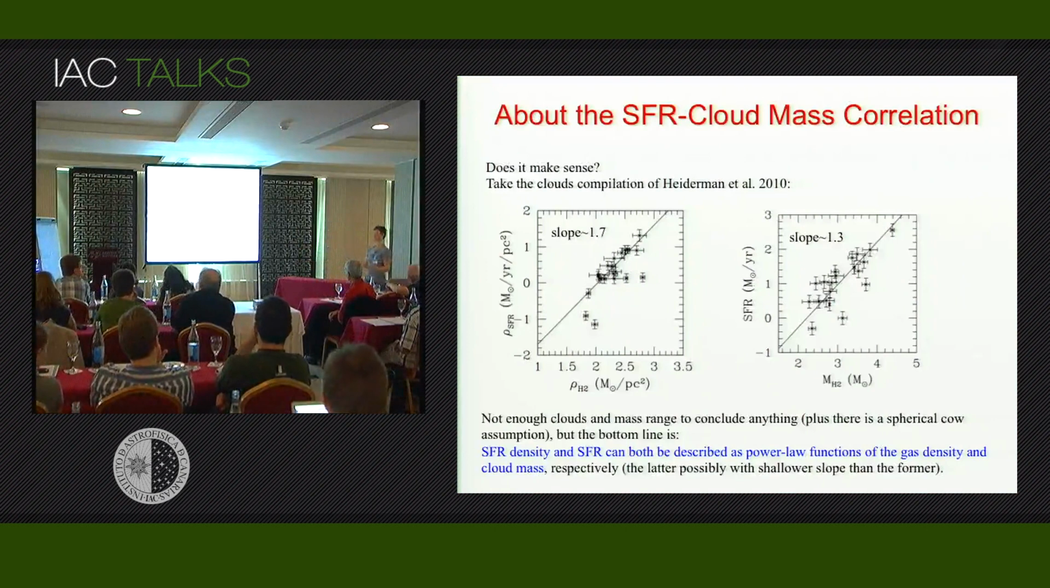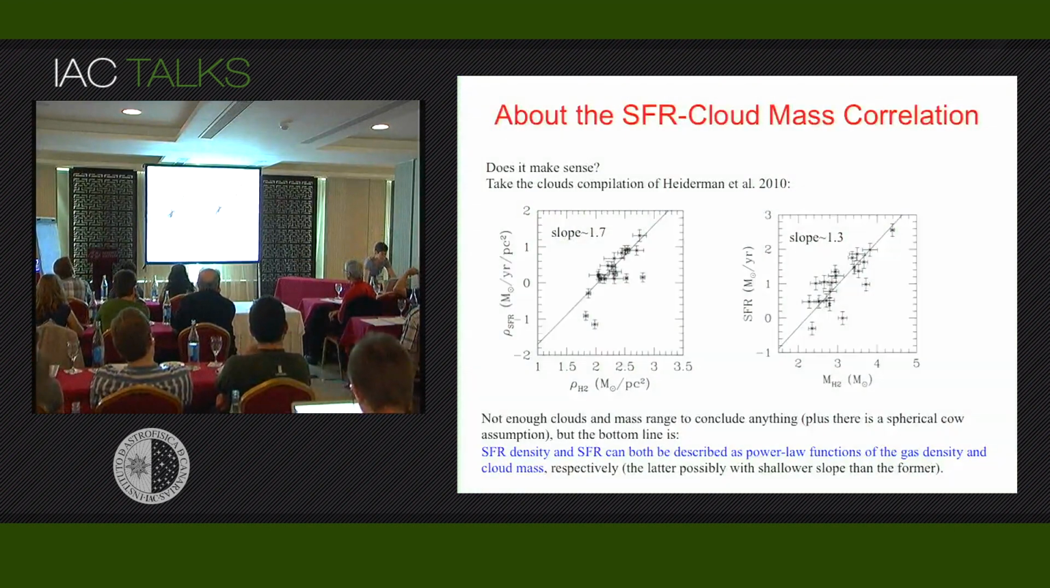Before I proceed, let me give you a couple of words about the direct correlation between star formation rate and cloud mass. Does it make sense? Well, roughly yes, in the sense that if you take the compilation of nearby clouds by Heiderman et al., put the density of star formation rate versus the density of H2, you recover a slope of 1.7, you recover a slope of 1.3 if you just plot directly the star formation rate versus the cloud mass. So a power law slope translates into a shallower power law slope, but it's still a power law slope. Why? Because in astronomy, with the type of error bars we deal with, everything looks like a power law.